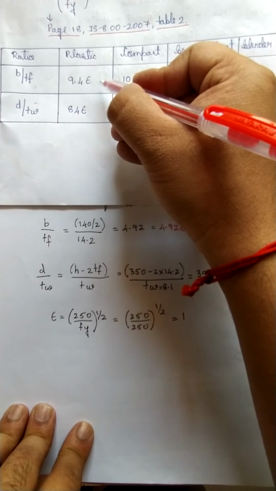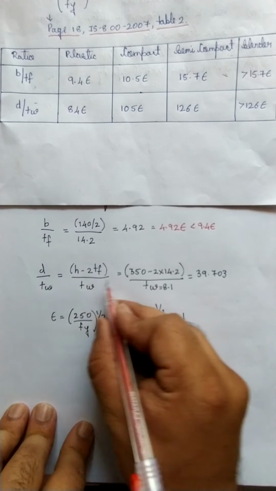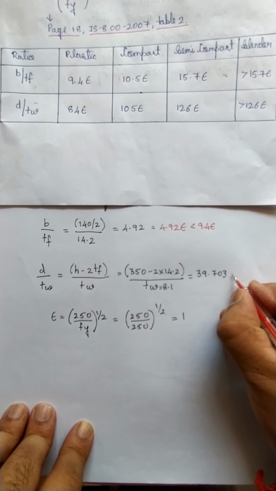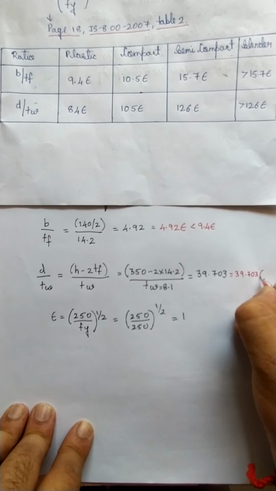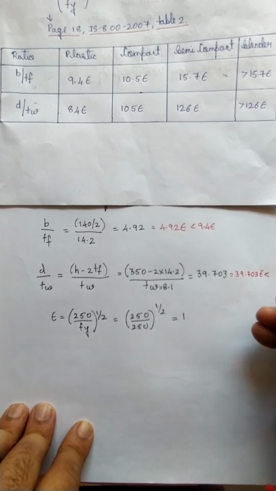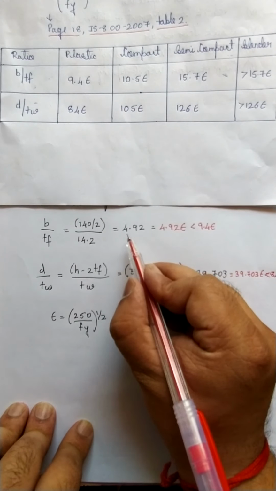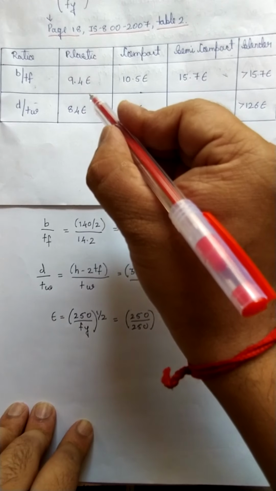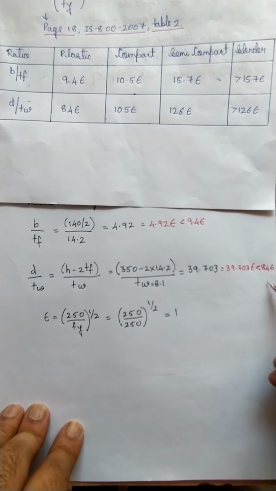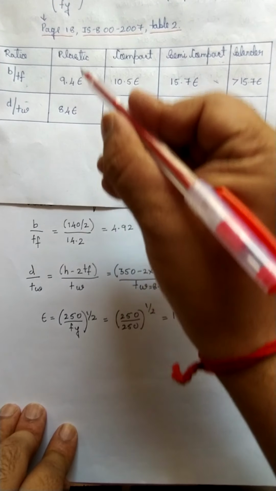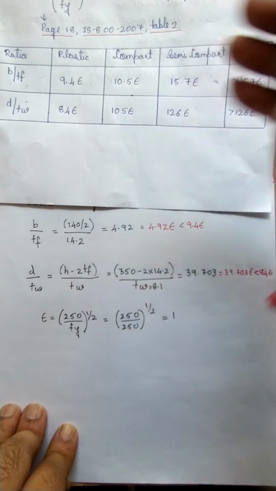That is here in classification of section. Similarly, d by tw ratio is 39.703 epsilon, which is less than 84 epsilon. So what is happening? 4.92 epsilon, which is less than 9.4 epsilon, and 39.703 epsilon, which is less than 84 epsilon. The section is nothing but plastic.